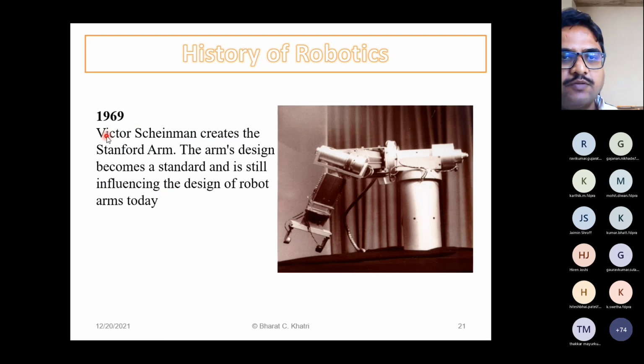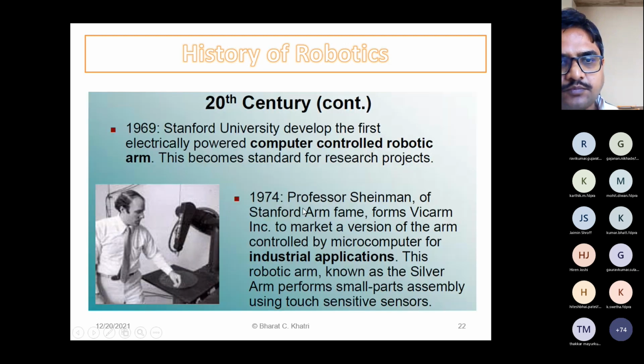1969, Victor Scheinman creates a Stanford arm. This arm looks like a human arm. The arm design became standard and is still influencing the design of robot arms today. Here also, nowadays people are working on how it can reach the actual human arm. This is the first arm created in 1969.